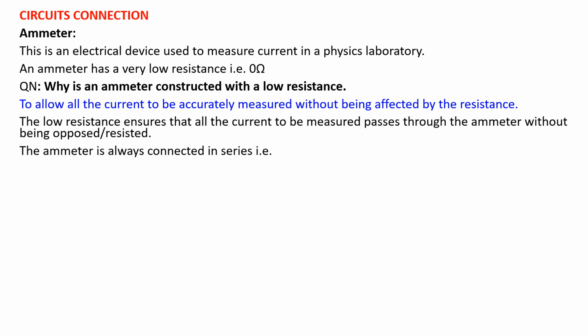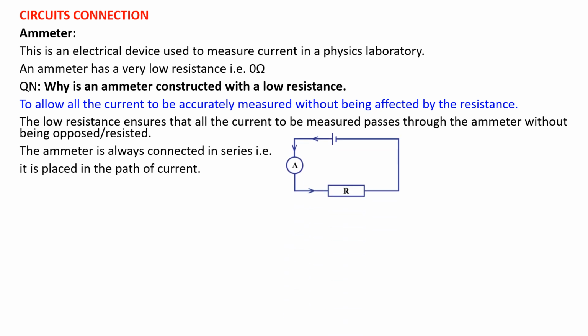Why? It is placed in the path of current, as you can see. Why is it placed in the path of the current? Because it's that very current we want to determine. So it is the same current that will pass through it, not across it. It should pass through it.